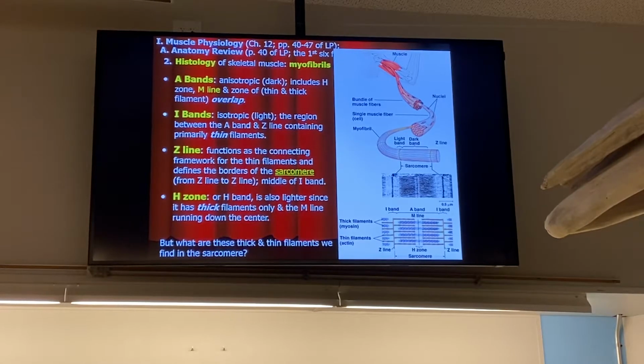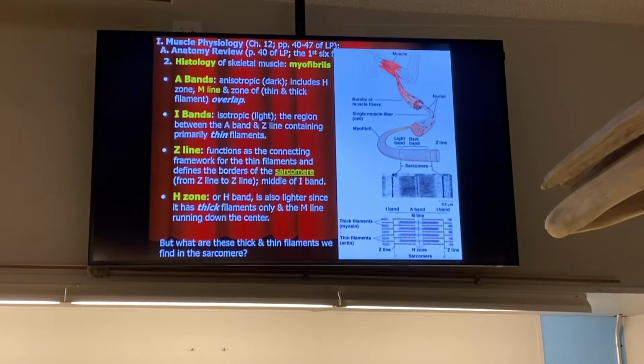Both types, it's dark. I band. You only have the thin myofilaments. There's thick and thin; this only has thin. Because of it, it's light. That's the isotropic band, thin filaments. The Z line runs right in the middle of it. So an I band actually involves two sarcomeres, two adjacent sarcomeres.